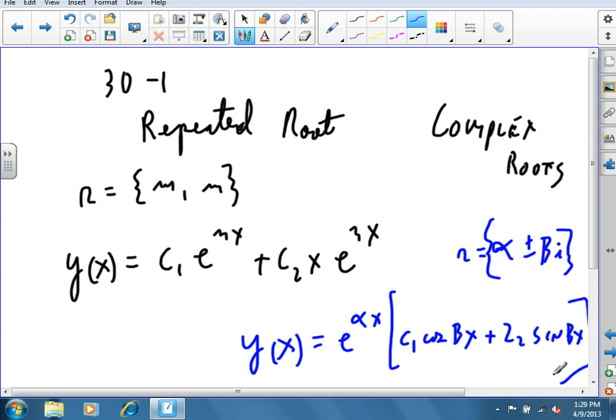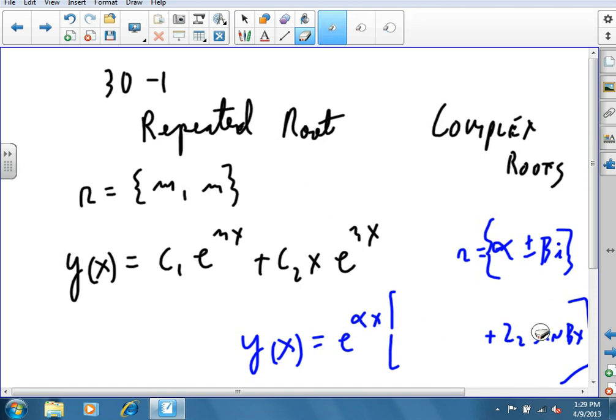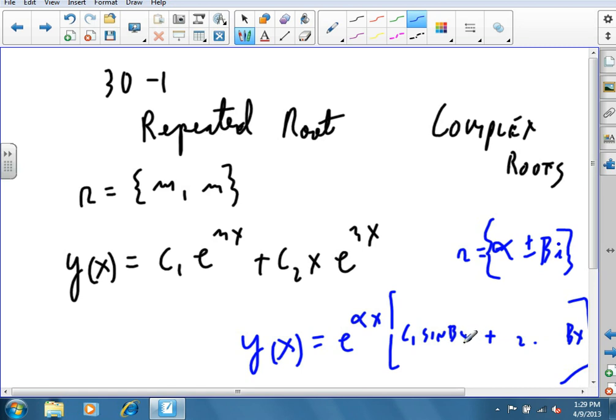Tell me the author did not put them in the other direction, sine first and cosine second. He did. Okay, so he's calling it sine, cosine. There's no difference in those answers, whether I go one way or the other. So we'll call it c1 sine beta x, c2 cosine beta x, to be consistent with the author. In the differential equation class, the author goes the other way, naturally. Six of one, half a dozen of the other. So those are the two cases we're dealing with.